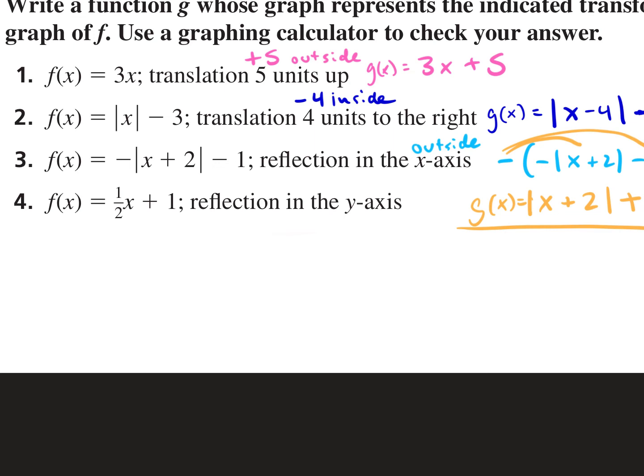All right, and then the last one is a reflection in the y-axis. So is the y-axis inside or outside? Inside. It happens directly to the x. So it would be 1/2 times negative x plus 1. How could I rewrite this to make it look normal? Where should that negative go? Just in front of the 1/2. So it'd be negative 1/2 x plus 1.